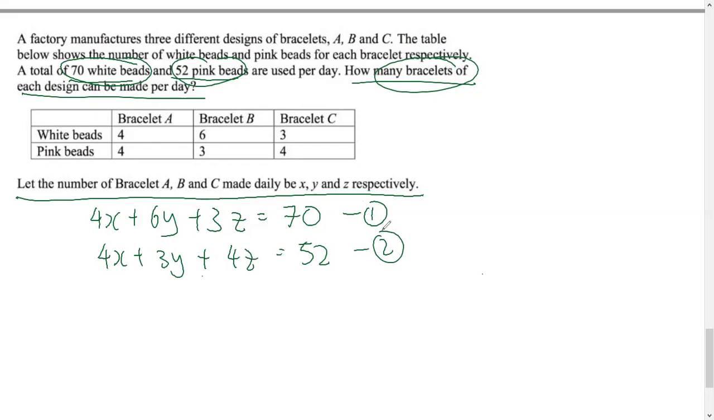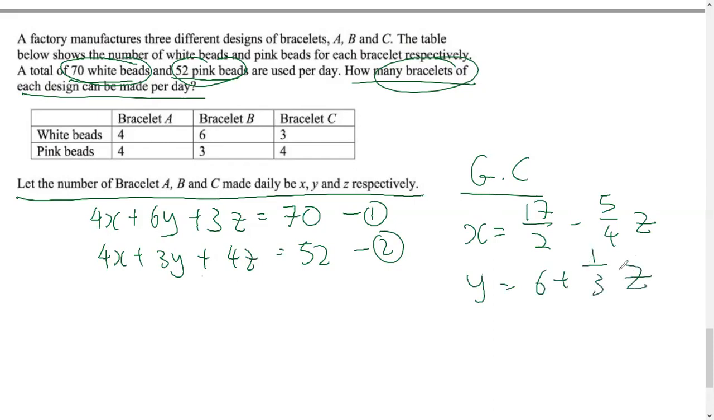Again, we are faced with this situation whereby we have 3 unknowns but only 2 equations. So don't need to care, we just use the GC. Plug it in, and we'll get the solution from the GC as X is 17/2 minus 5/4 Z, Y is 6 plus 1/3 Z, Z is Z. Z can be anything, so there can be an infinite amount of solutions. But there are no other constraints for this particular question.